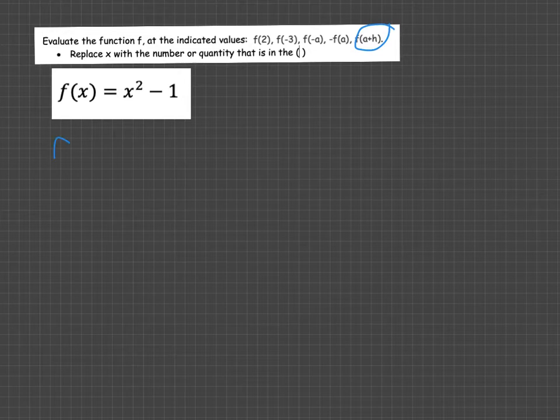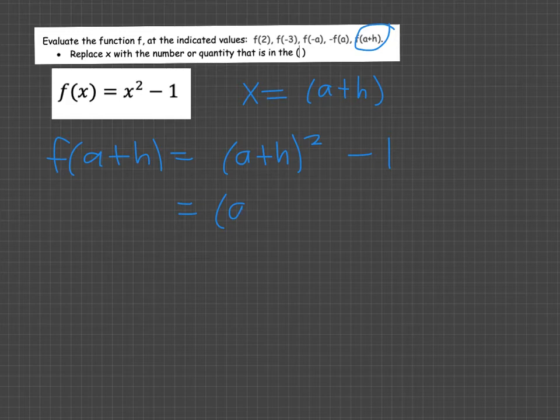Okay, the last one, we've got f of a plus h. So we've got this expression that we're going to plug in for x. So just remember that this just means that x is equal to this expression a plus h. So wherever we have x, we just plug in a plus h. So we're going to take that whole expression, a plus h, square it, and then subtract 1. Now squaring that, remember, is multiplying it by itself. So we can FOIL this out.